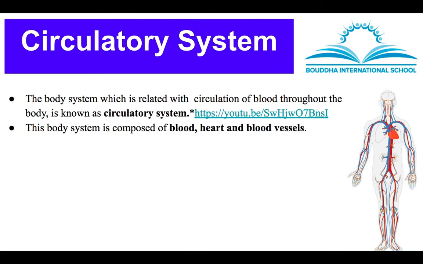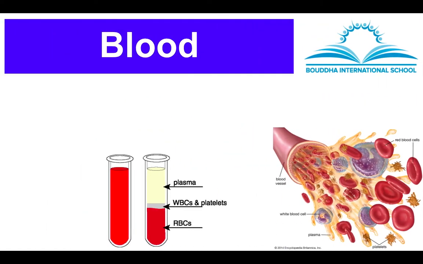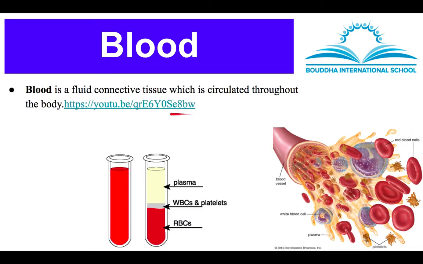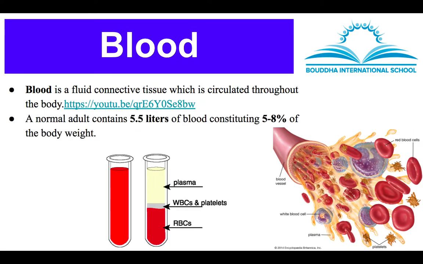Now we'll be discussing blood. Blood is a red colored fluid that you have seen, and it flows throughout the body in blood vessels. Since it connects different parts of the body, blood is also called connective tissue. So blood is a fluid connective tissue, and it is circulated throughout the body in blood vessels. In a normal adult human being, around 5.5 liters of blood is present, and it makes 5 to 8% of our total body weight.